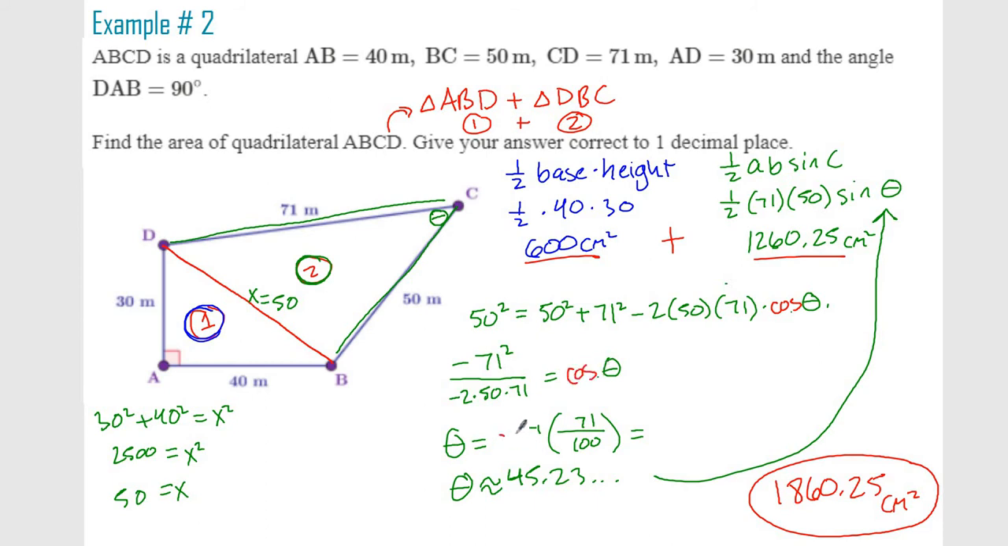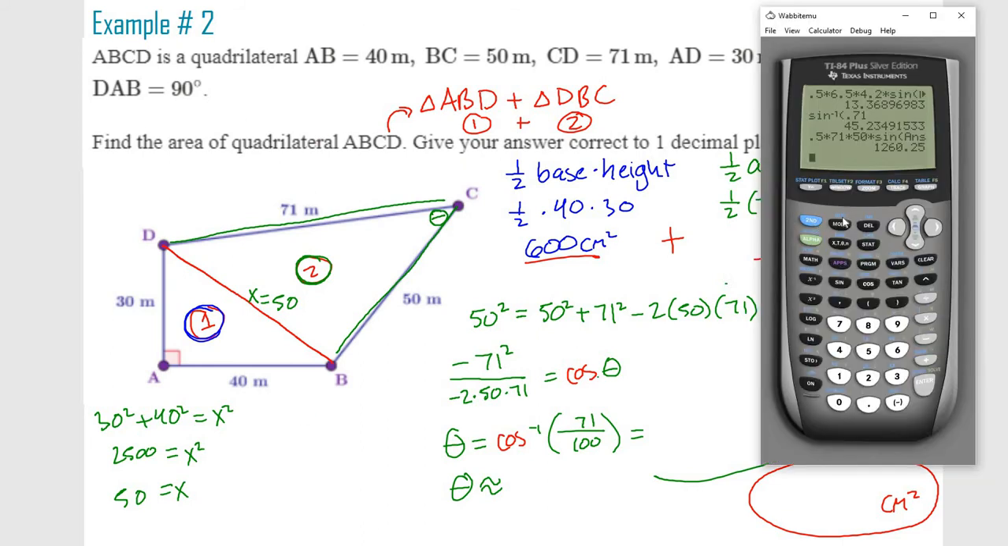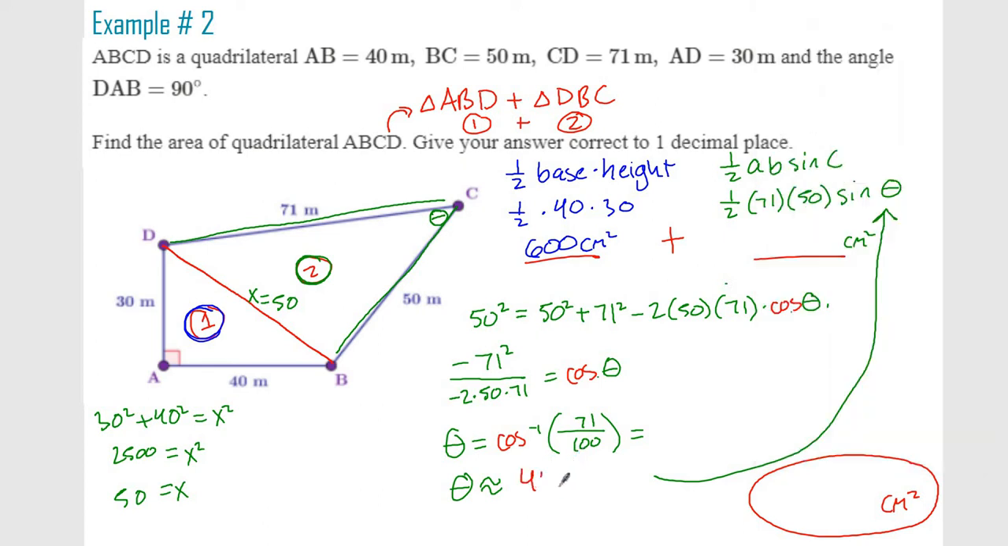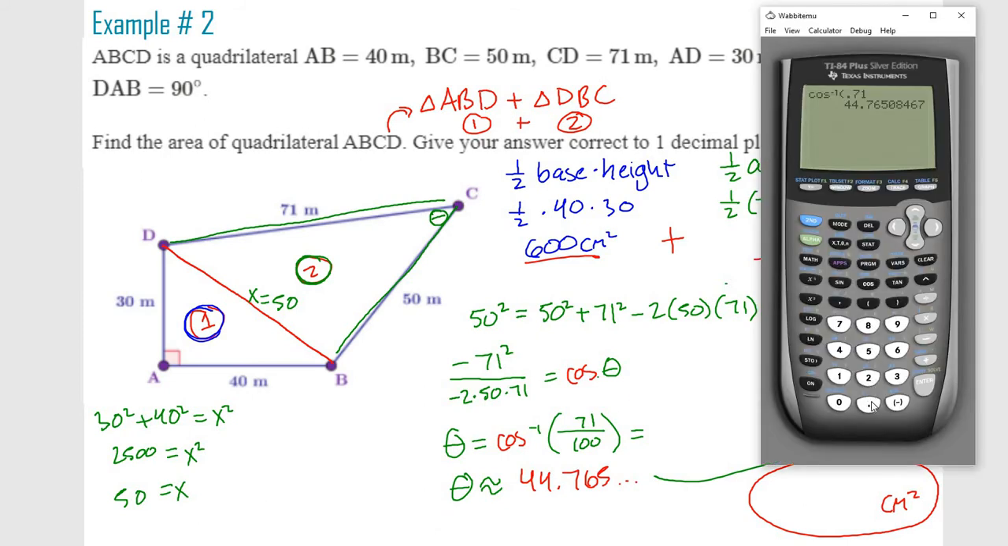So that should have been cosine, inverse cosine. Let me fix that, which then changes this answer. So we should have done cosine. Let me just start all over, clear everything. We needed to do the inverse cosine of 0.71, and that gets us 44.765. Then we do that into our area, so 0.5 times 71.